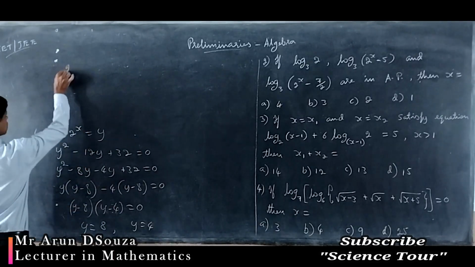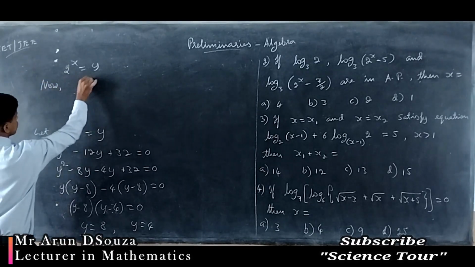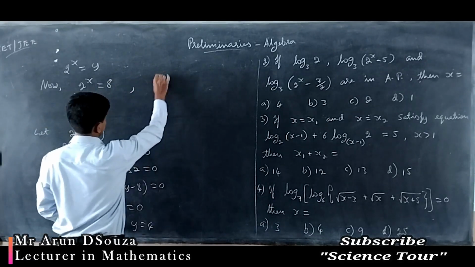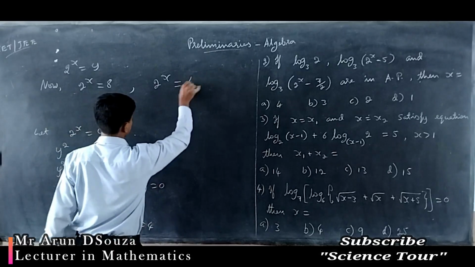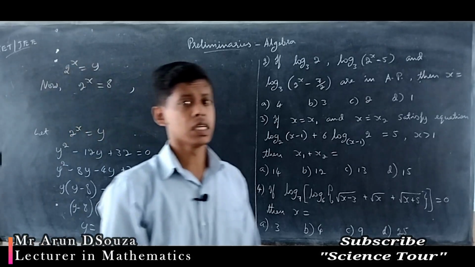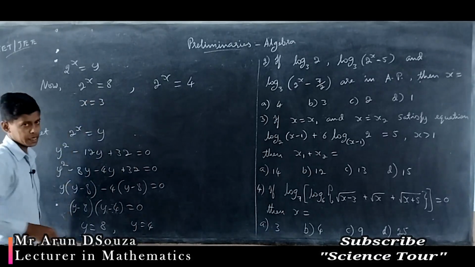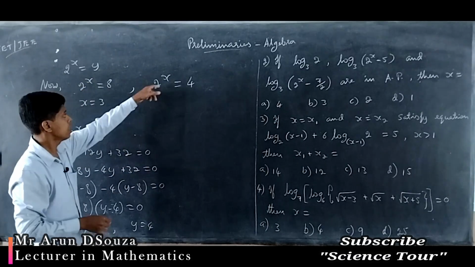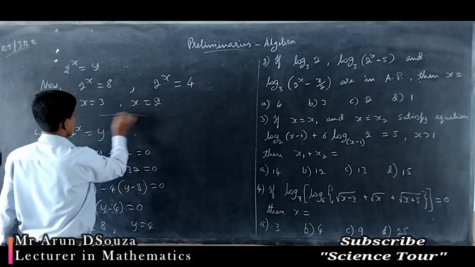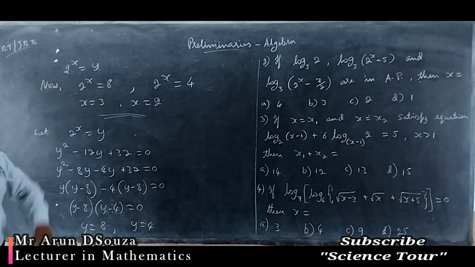So this is 2 raised to x, that is equal to y. Now 2 raised to x is equal to 8 and 2 raised to x is equal to 4. So what should be the value of x here? 2 raised to x is 8, 2 cube is 8, therefore x can be 3, correct. And because 2 square is 4, here x can be 2, so x is equal to 2. So that is it about the second problem.